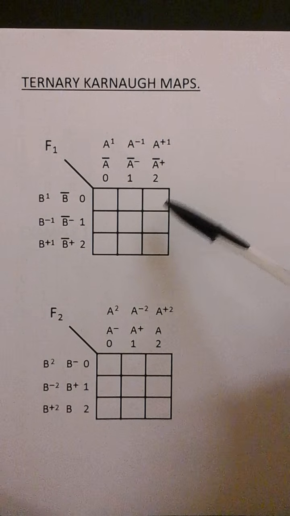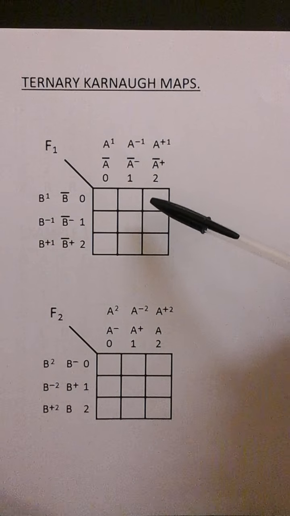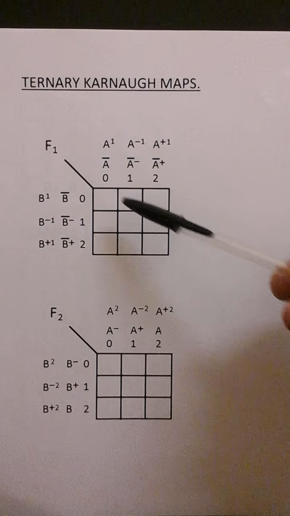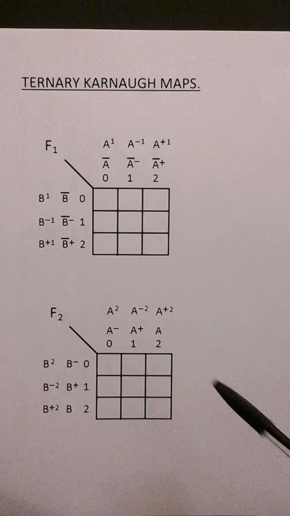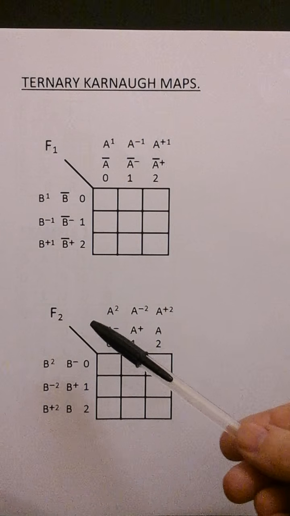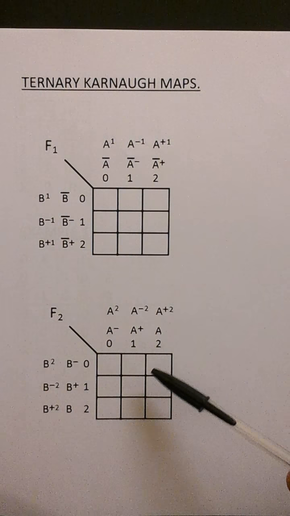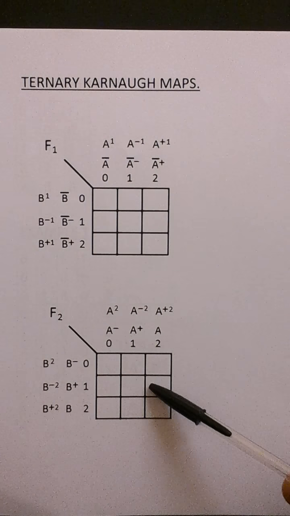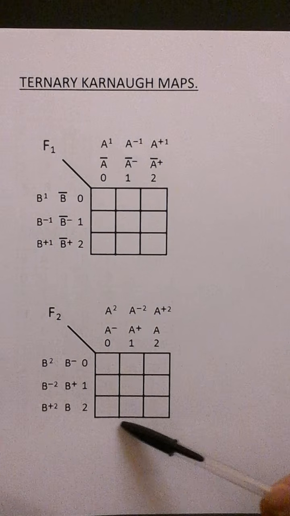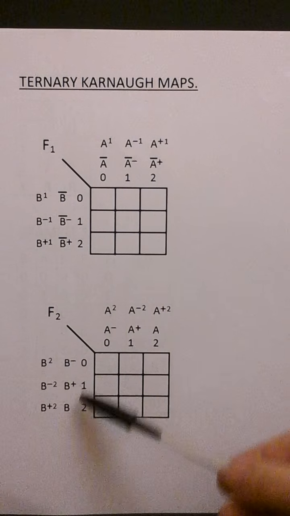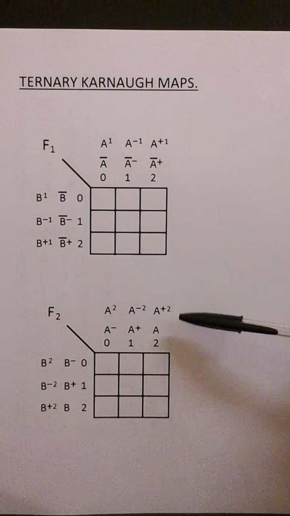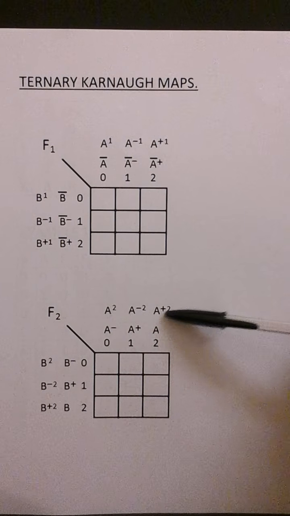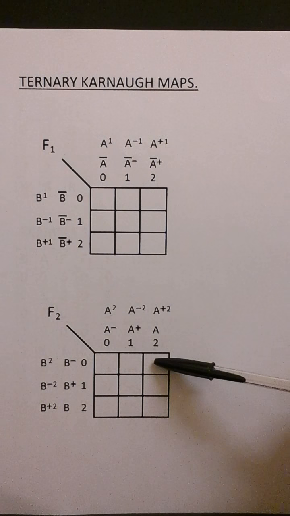Now you can loop in groups of 1, 2, 3, 4, 6 or 9. Here for Karnaugh map F2, you group in single coordinates or groups of 3 or group of 9 if you're looping the whole Karnaugh map. But so a coordinate here would be A plus 2, B2.